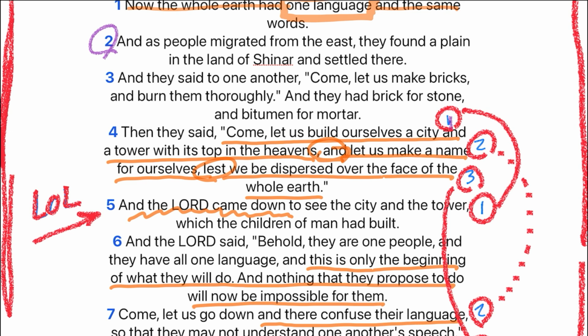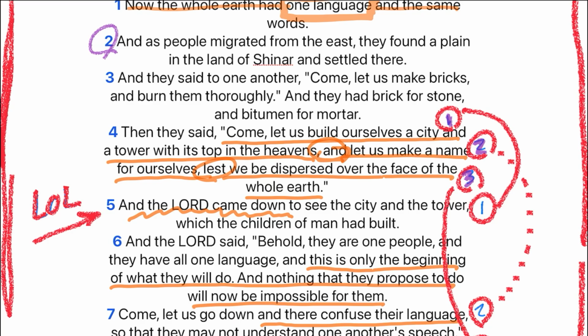So there are 3 things they want to do here. They want to build a city with a tower that reaches all the way up to the heavens, and they want to make a name for themselves so that they will not be dispersed over the whole earth. 1, 2, and 3. A city, tower up to heaven, a name for themselves. They don't want to be dispersed over the whole earth. And then verse 5 comes, and I think this is hilarious. And it says, "And the Lord came down to see the city and the tower." And the reason that's funny is because they're building a city with a tower. They're trying to get to heaven, and God goes, "Let me come down and see this little tower that you've built." And so God comes down to see the little tower that they built.